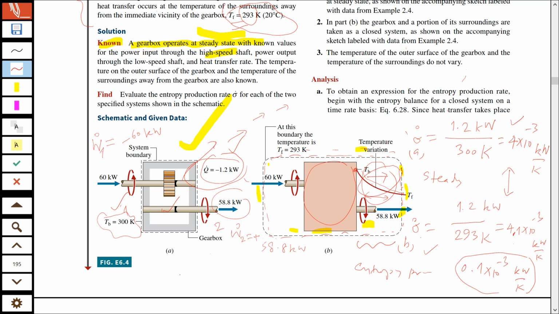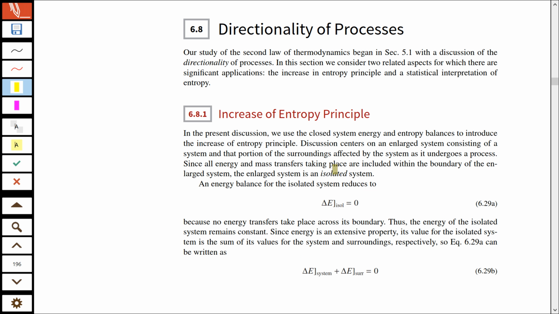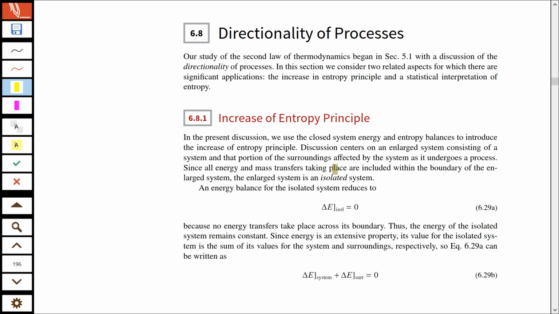And if you look at this in part A, you can say that, okay, in the nearby surrounding, entropy is also produced. But that is insignificant compared to the entropy produced in the gearbox. So you can easily ignore this now. You can go back to part A and say the entropy production in the surrounding is insignificant. So just by changing the boundary, you saw that.